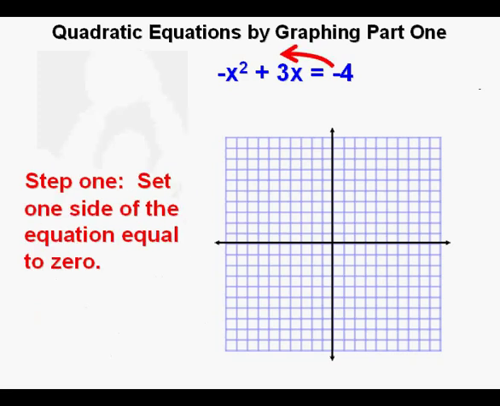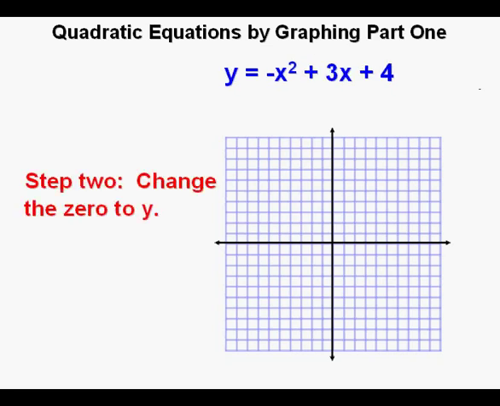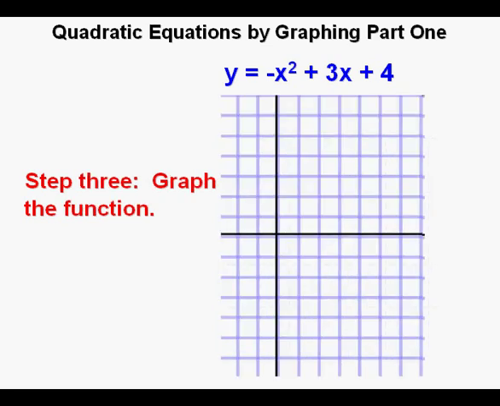Step 1, we get the right side equal to 0 by moving the -4 to the left side of the equal sign. This becomes negative x squared plus 3x plus 4 equals 0. Step 2, we change the equation into a function by changing the 0 to a y and swapping sides, so the y is on the left side of the equal sign. And step 3, graph the function.